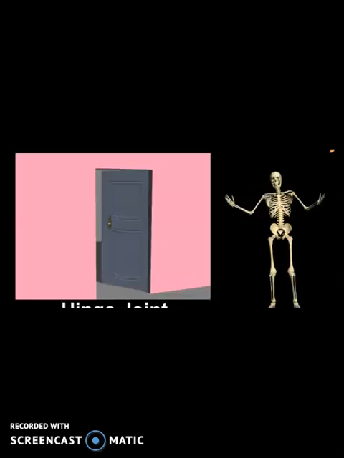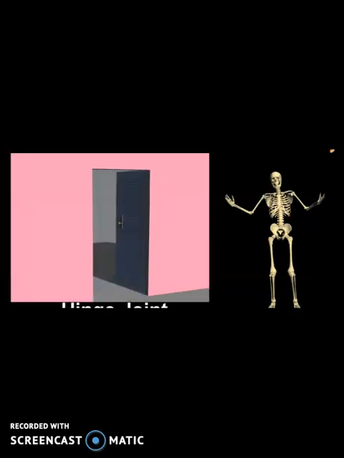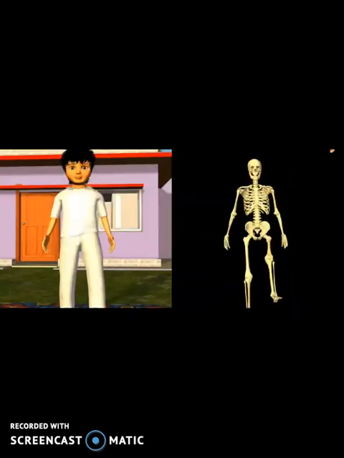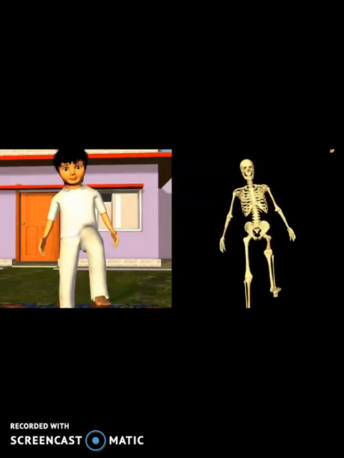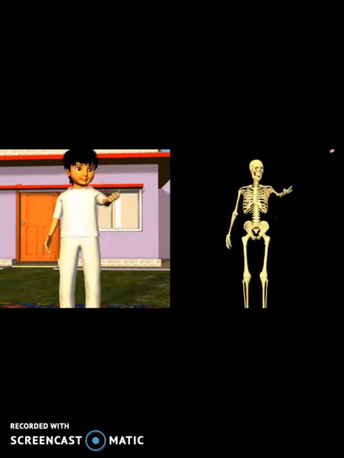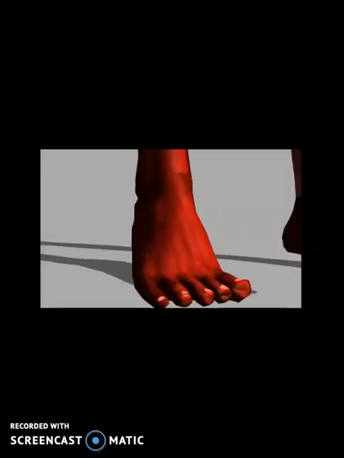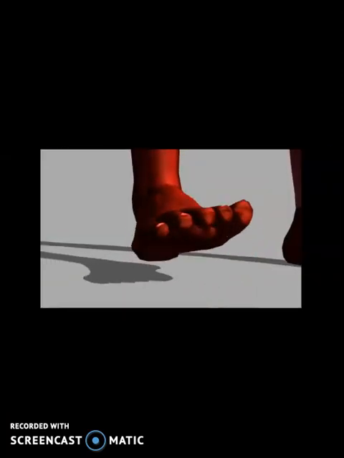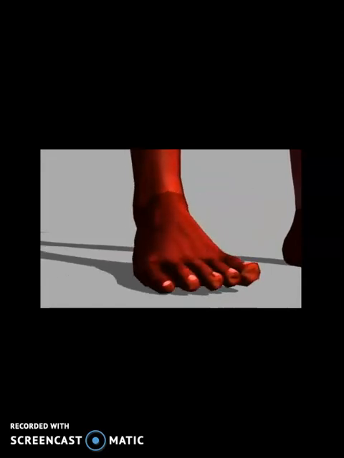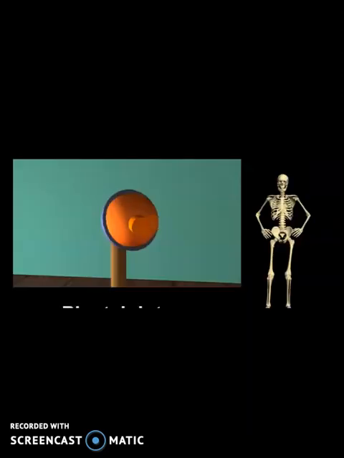Next is the hinge joint. As the door does the forward and the backward movement, the hinge joint does the same. Like you can see in the knees, the elbows, the fingers, the toes. Yes, these toes are doing forward and backward movement. This is the hinge joint.